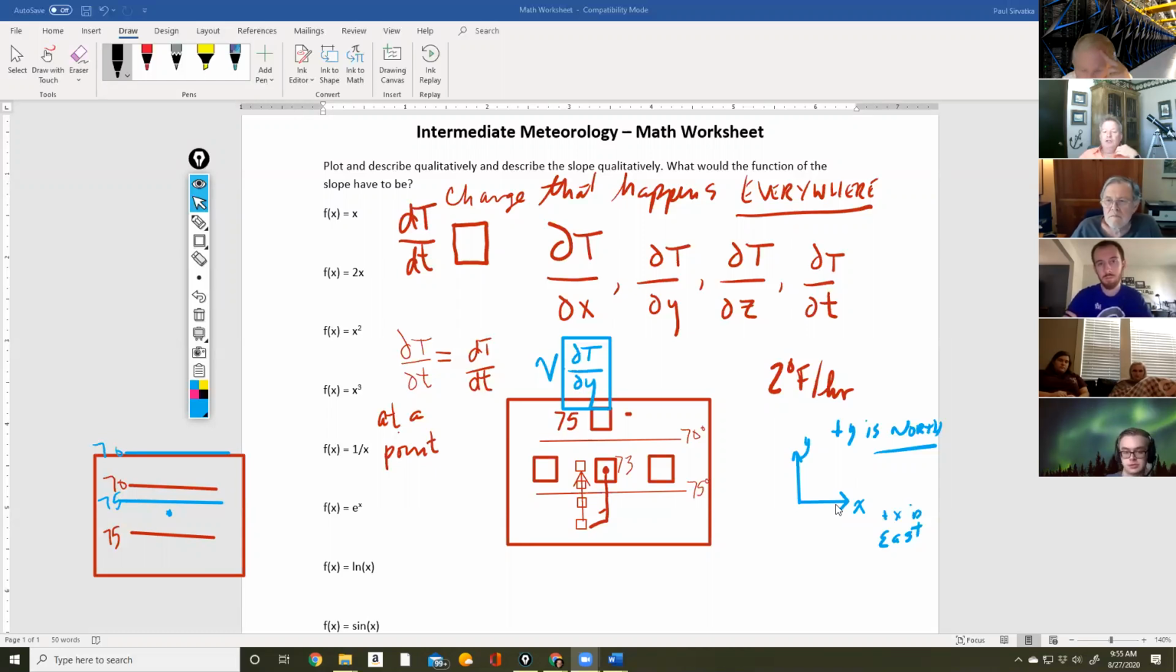Now, first of all, do you agree that the temperature change over a distance is called a gradient? You will find that we have something called the gradient operator, which we're going to get to. But just so you know, we know what a gradient is in meteorology. Do you agree there's a temperature gradient, change in temperature over a distance? Yep. In this case, based on this diagram, what is the value inside this box?